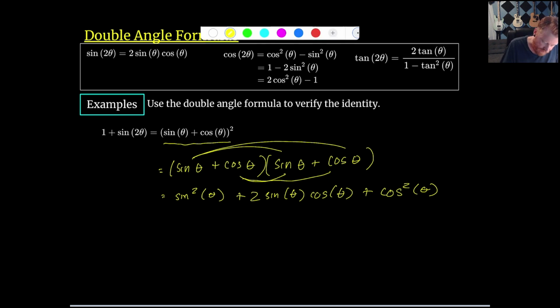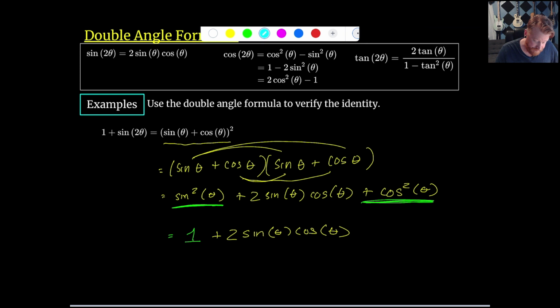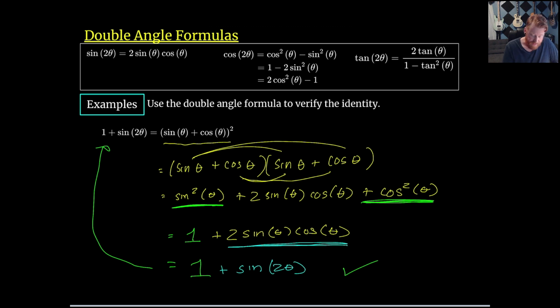Now I'm noticing there is a Pythagorean identity in here. I've got sine squared theta plus cosine squared theta. That's just going to give me 1. And then I've got plus 2 sine theta cosine theta. Well, now I'm recognizing one of our new double angle identities here. So I know that this portion here is plus sine 2 theta, and we still have that 1 in front. And this is exactly what we were trying to find over here, 1 plus the sine of 2 theta, so verified. This is a true identity.